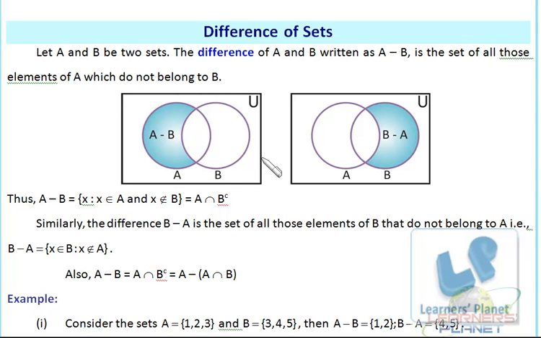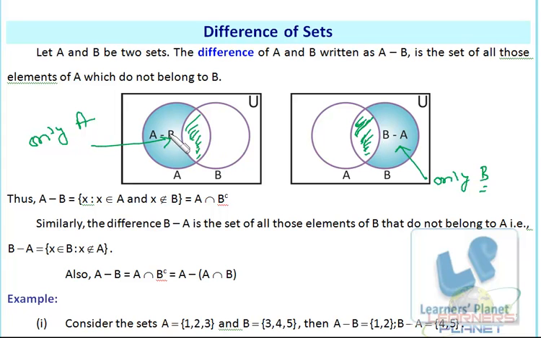Okay, and now just see. These are two circles, and this portion is the common portion, and this portion is A minus B. That means the elements which are there only in set A. A minus B is the elements which are only in set A, and B minus A are the elements which are there only in set B. So this is the elements which are in only A, and this is only B. These are the elements which are common between A and B.